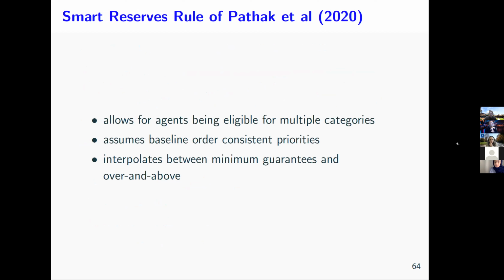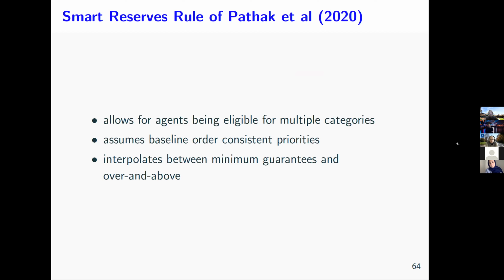And the idea behind this treating some unreserved units earlier and treating some unreserved units later was already present in the paper Pathak et al. And it's really one of the nicest results in the paper Pathak et al. Because it captures two extreme interpretations of reserve rules under very restricted circumstances. It generalizes it to an umbrella of rules where not only are agents allowed to be eligible for multiple categories, but eligibility relations could be different as well. However, this particular rule still assumes that baseline order consistent priorities are used. The nice thing is that it interpolates between minimum guarantees and over and above.